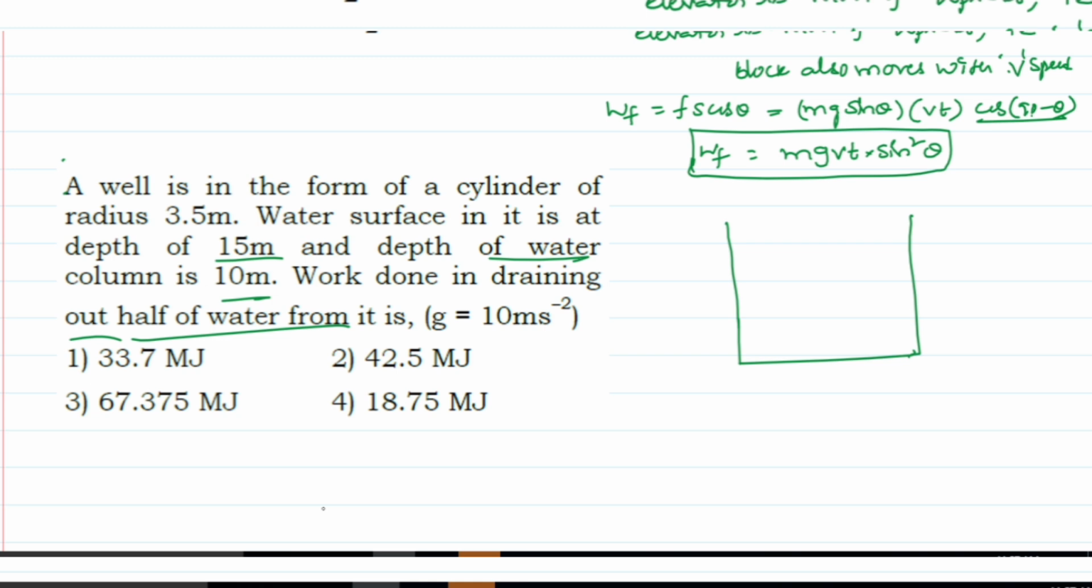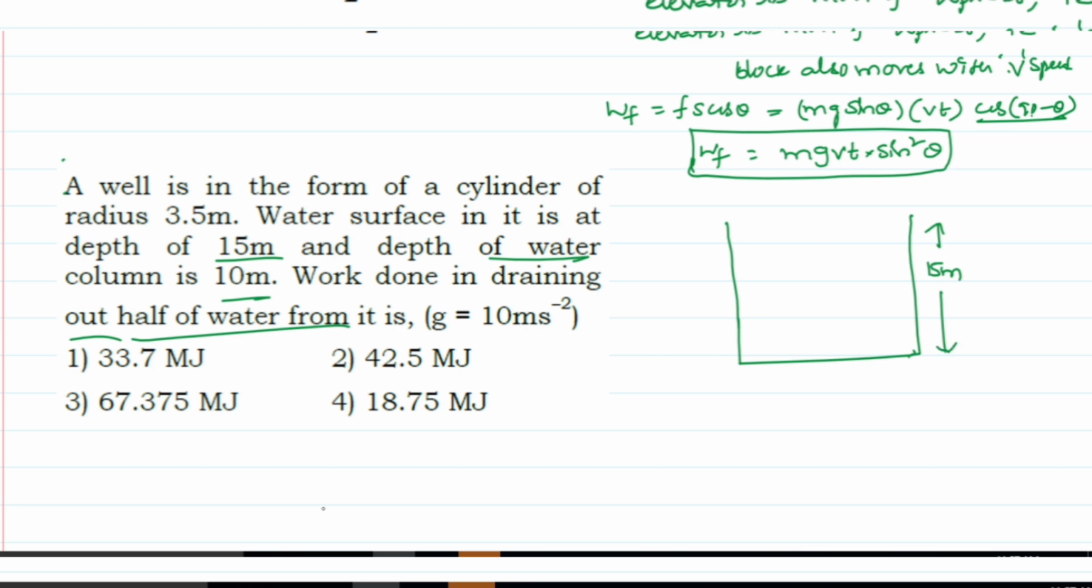A well is in the form of a cylinder of radius 3.5 meters. The water surface in it is at a depth of 15 meters, right? So here it's nothing but 15 meters. Up to this height you can take it as the depth of the well.